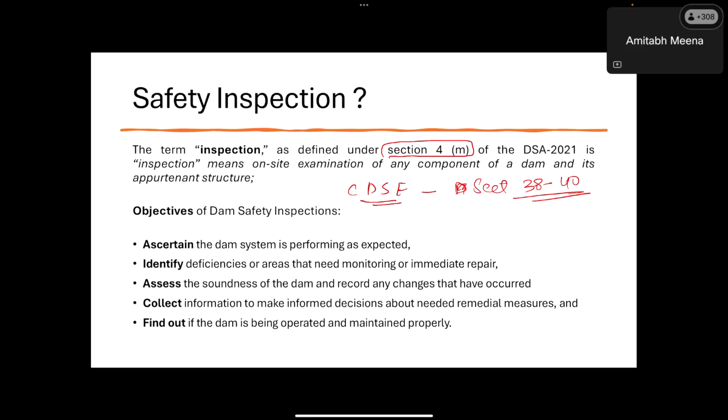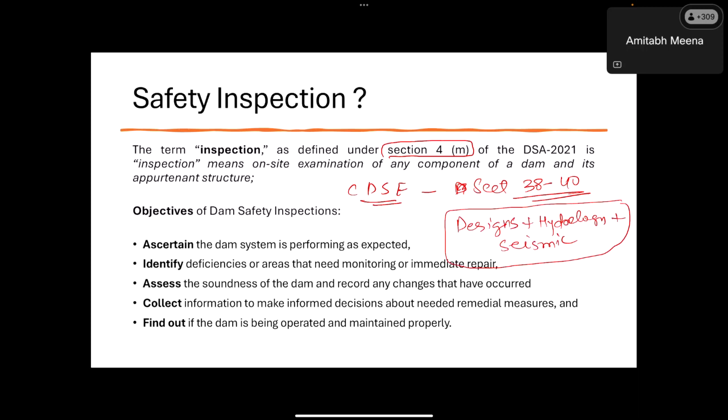However, under CDSE, we evaluate the safety of the structure comprehensively. We evaluate the designs. We evaluate the hydrology of the project. We evaluate the seismic parameters also. So these things are evaluated in detail under CDSE.